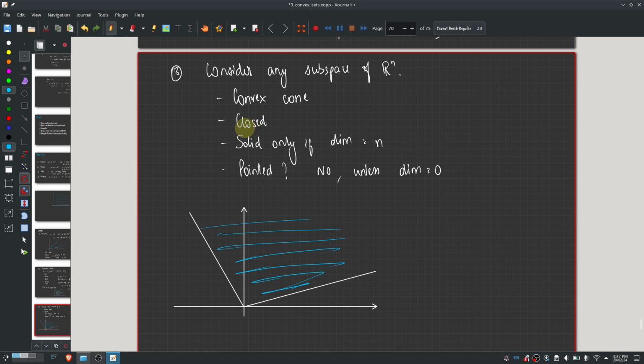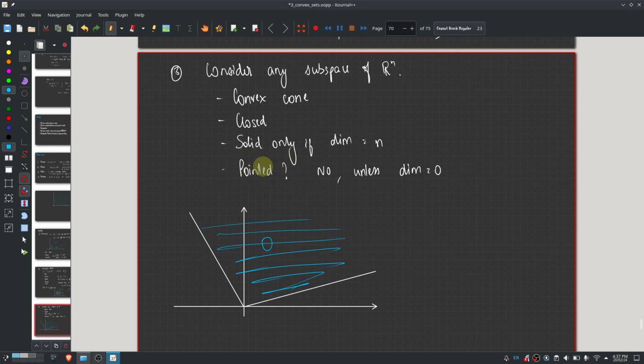Is it going to be closed? Yes, it will also be closed. Will it be solid? Yes, because within this I can draw a ball of sufficiently small radius. No matter how close the two rays are, I can always draw a ball of sufficiently small radius inside the cone. When will this be pointed? Yeah, so when the angle between them is less than 180 degrees, right? As long as the angle between them is strictly less than 180 degrees, it will remain pointed.